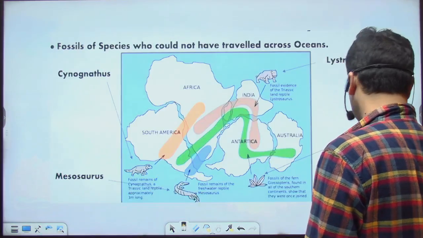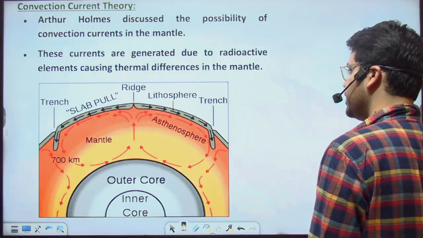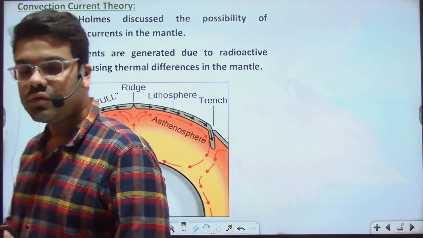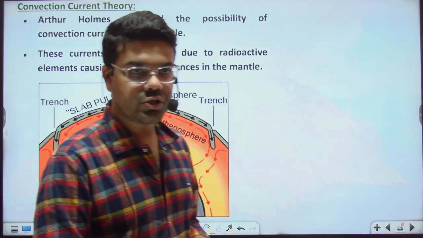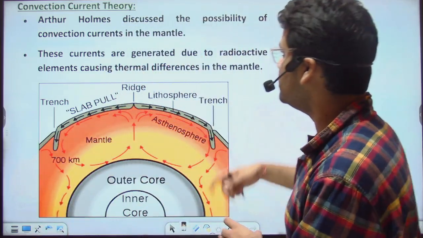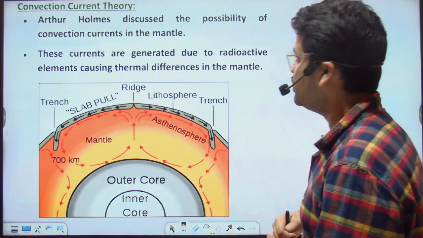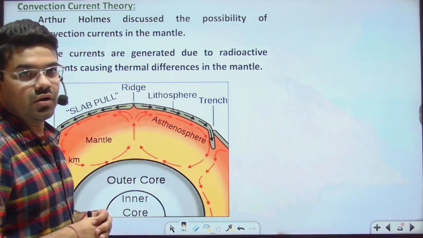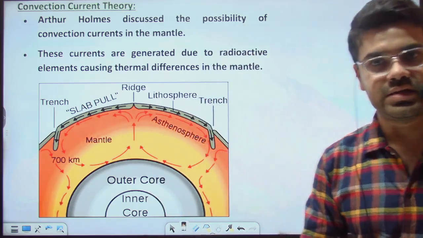So these are the evidences that we have talked about. We have also seen the criticism. Now the next theory, that was further a modification over the plate tectonics, was the convection current theory or thermal convection theory of Arthur Holmes. Now let's understand his theory. What did he give? He explained the mechanism of movement of the plates.